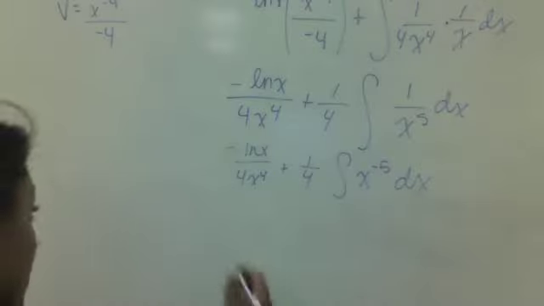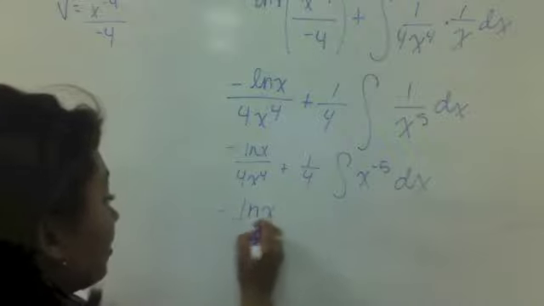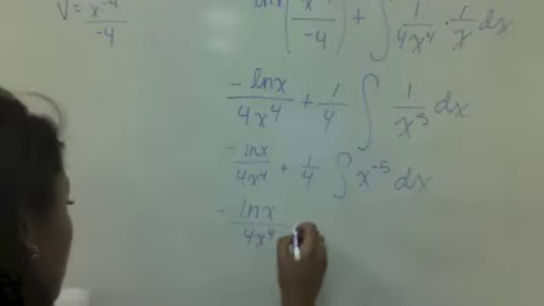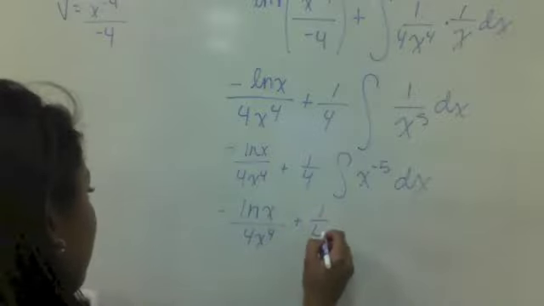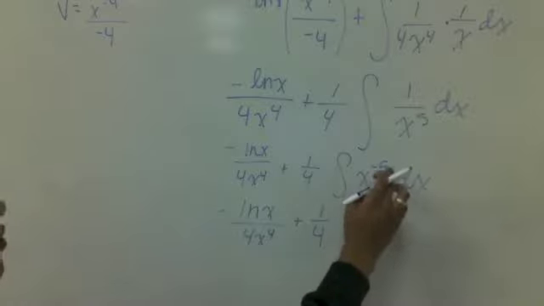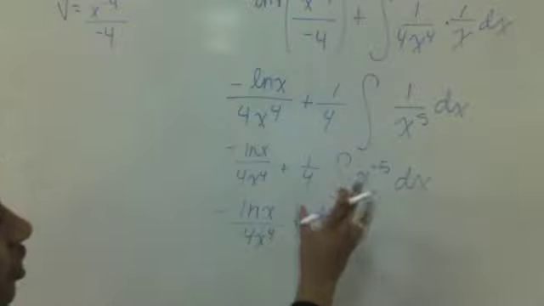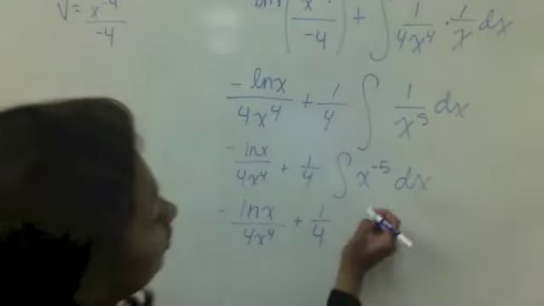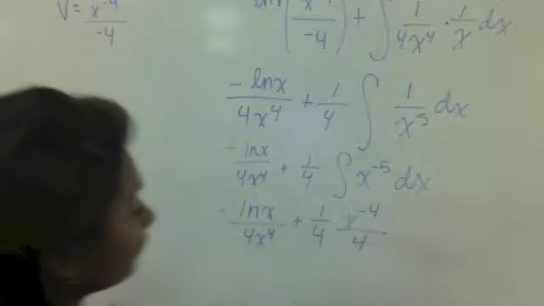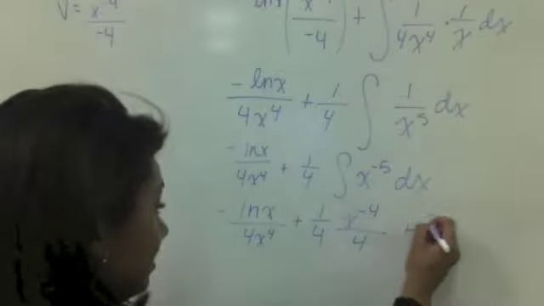It's easier for me. And then we have negative natural log of x over 4x to the fourth, that just keeps coming down, plus 1/4, and the integral of x to the negative 5 is you're adding 1 and putting your term over the exponent you get. So it's x to the negative fourth over negative 4, which we've seen earlier in the problem, plus c.